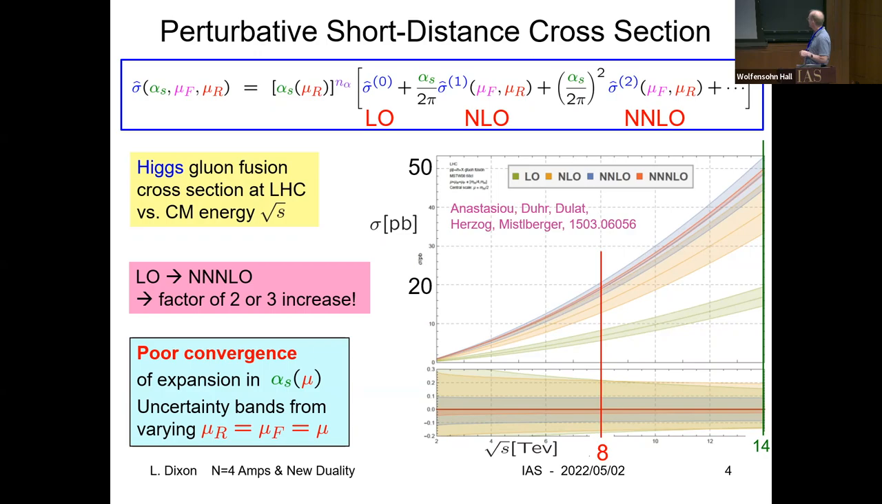But if you had just stopped at leading order, you would have had a really terrible approximation. The final answer is almost 2 or 3 times bigger than the leading order result. And only by the time you get to NNLO do things start to stabilize. And then the N cubed LO one is at the same order. So I'm worried that the error bar of the leading order term was too small.